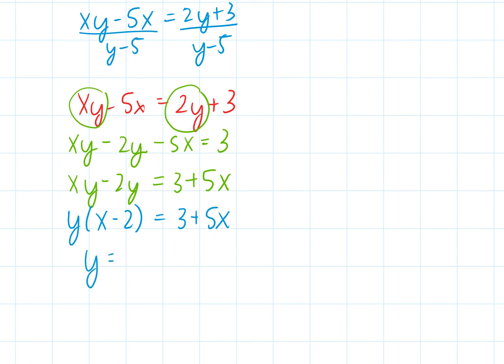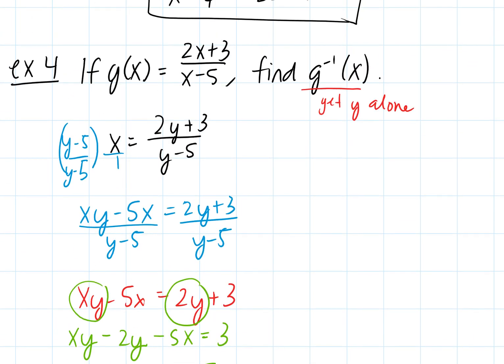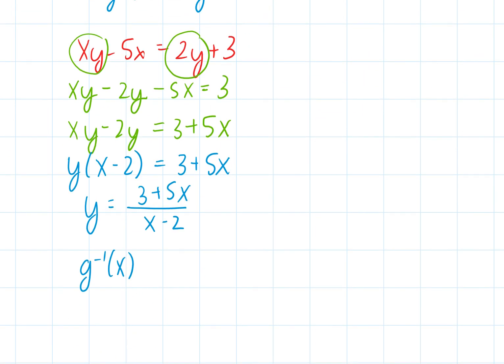So I have y equals 3 plus 5x over x minus 2. That's my inverse function, g inverse of x. Notice I'm using the same letter to really emphasize that this is the function that's the inverse of g. So g inverse of x is 3 plus 5x over x minus 2.